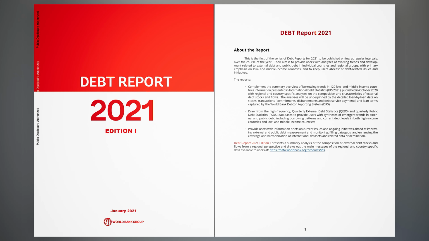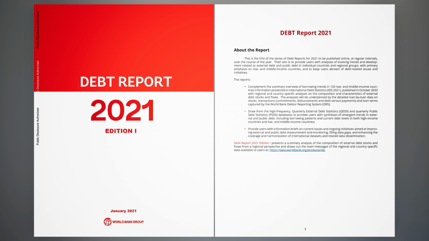About the report. This is the first of the series of debt reports for 2021 to be published online at regular intervals over the course of the year. Their aim is to provide users with analyses of evolving trends and development related to external debt and public debt in individual countries and regional groups, with primary emphasis on low and middle income countries, and to keep users abreast of debt-related issues and initiatives.